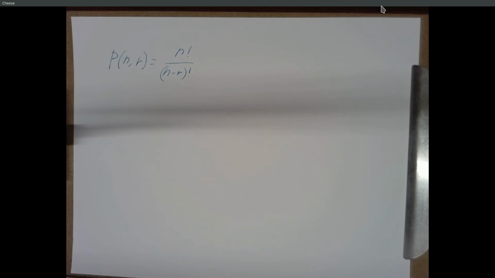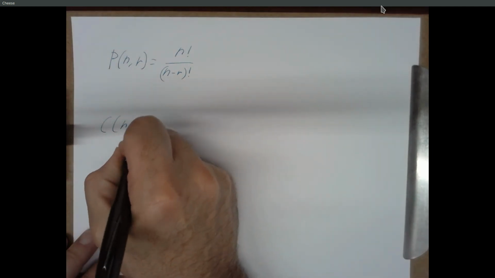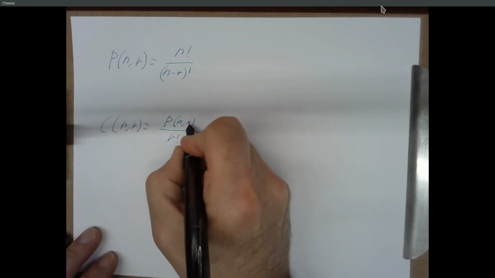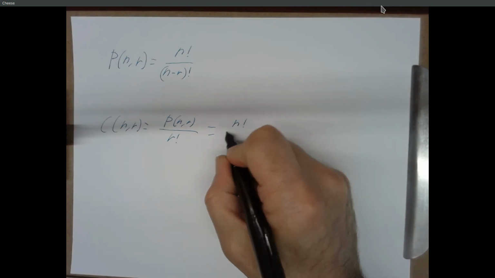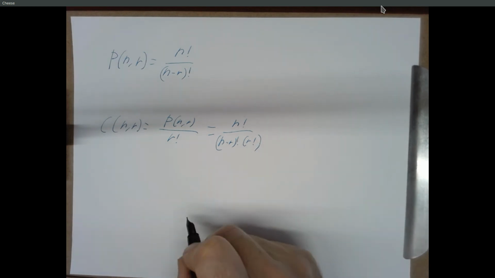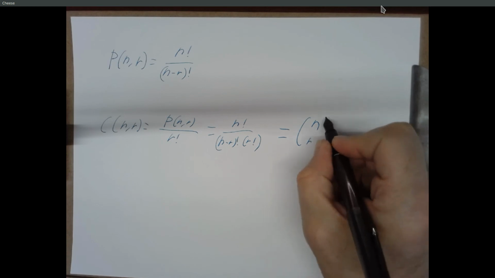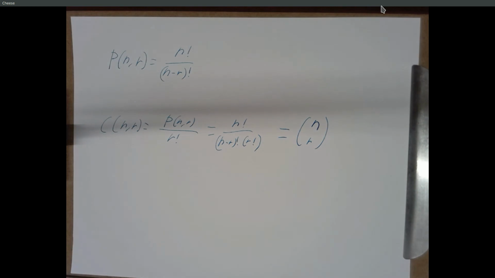So that's when the order makes a difference. If the order does not make a difference, then we're talking about something called combinations, which is the same as permutations, but divided by r factorial, the number of arrangements. So this is n factorial over n minus r factorial times r factorial. And we often write this as just an n on top of an r in parentheses, but without a line dividing them. So it's n choose r.